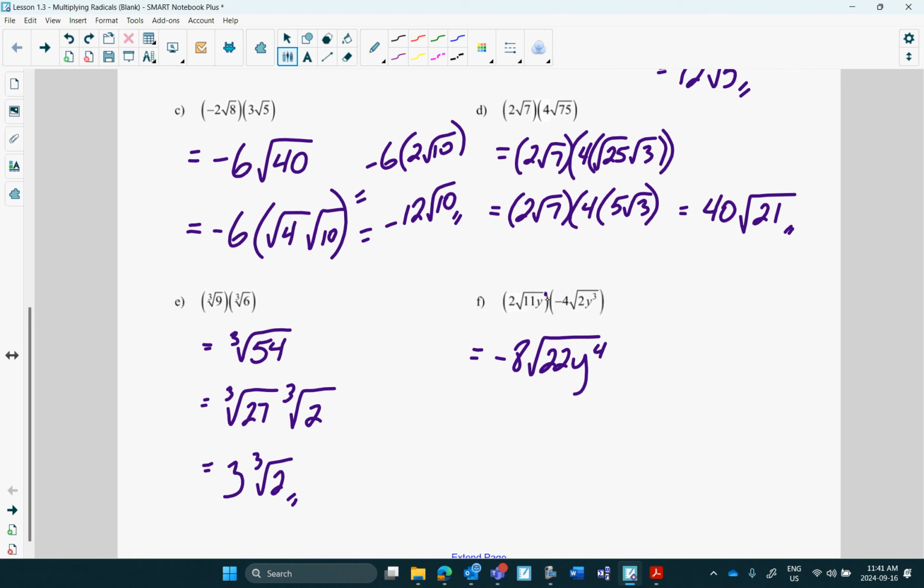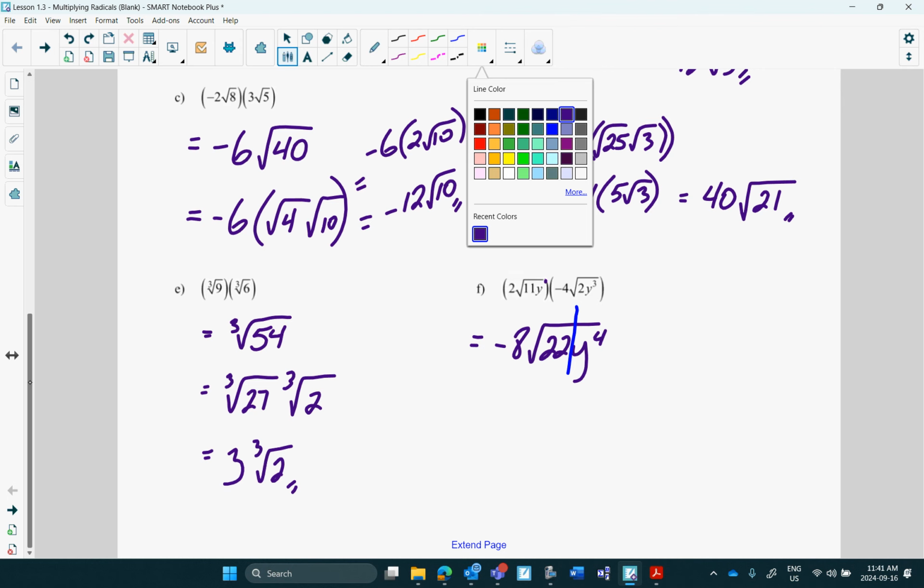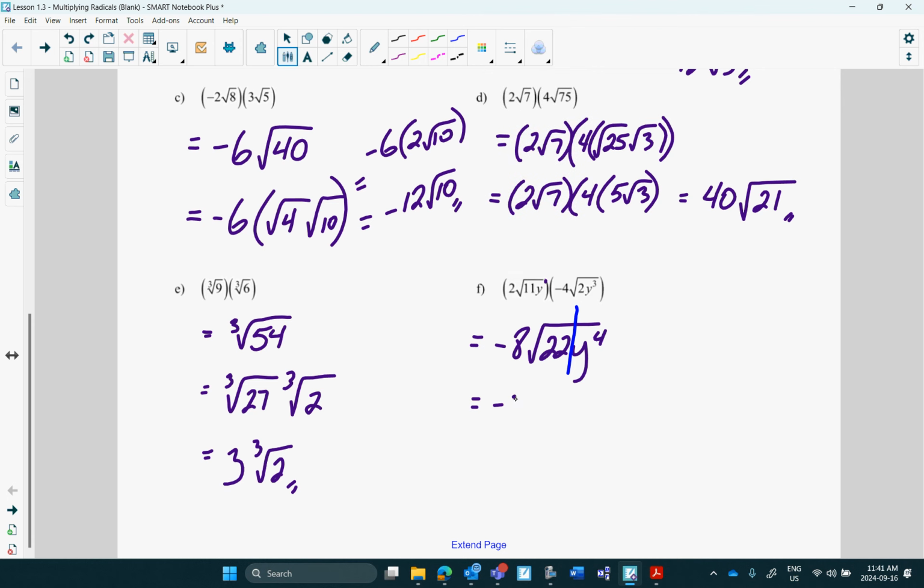And what did we do when we encountered these things? Split and simplify each. So I get -8 and then root 22 and then root y to the 4th. Can I do anything with root 22? No. I can't take it exactly. There's no perfect square that goes into it.